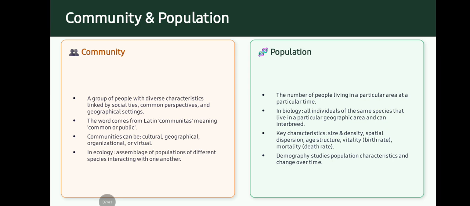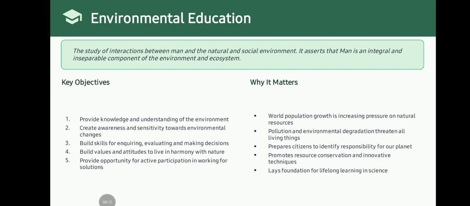Next, population: the number of people living in a particular area at a particular time. In biology, all individuals of the same species that live in a particular geographic area and can interbreed. Key characteristics: size and density, spatial dispersion, age structure, vitality, birth rate, mortality, that is death rate. Demography studies population characteristics and change over time.